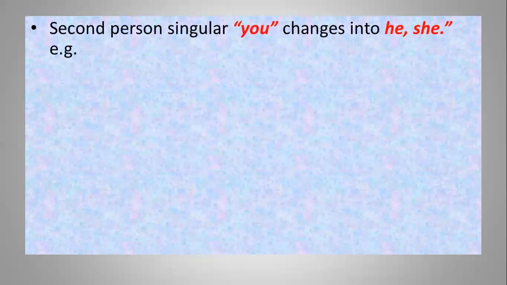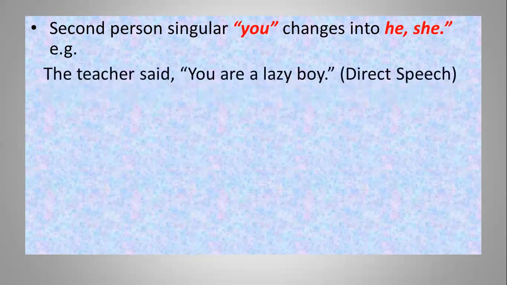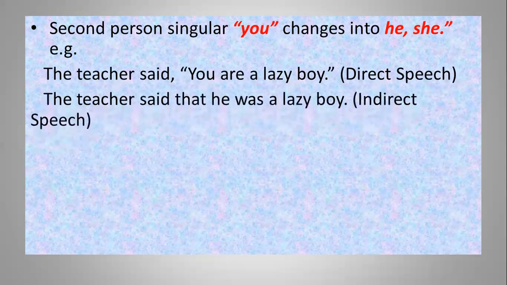Second person singular "you" changes into "he" or "she." For example, the teacher said, "You are a lazy boy." The teacher said that he was a lazy boy. So "you" has been changed into "he." And the verb "are" has been changed into "was" according to the pronoun.